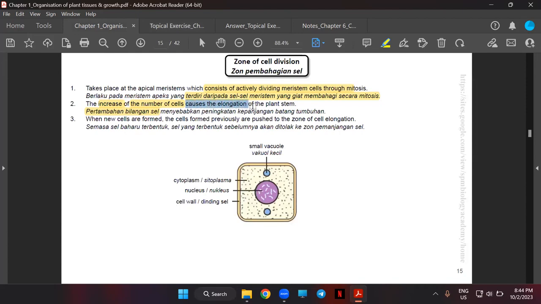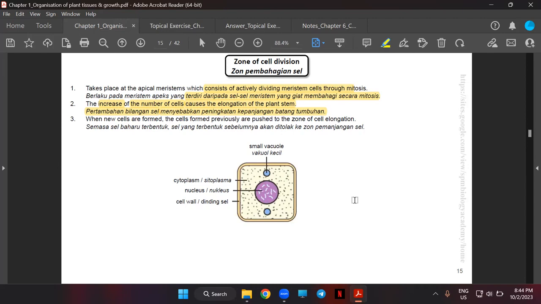This causes the elongation of the plant stem. Ini menyebabkan peningkatan kepanjangan batang tumbuhan. Markah kedua. This causes the elongation of the plant stem. Ini menyebabkan peningkatan kepanjangan batang tumbuhan.